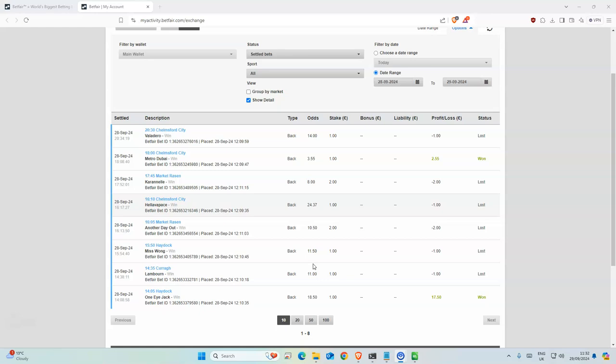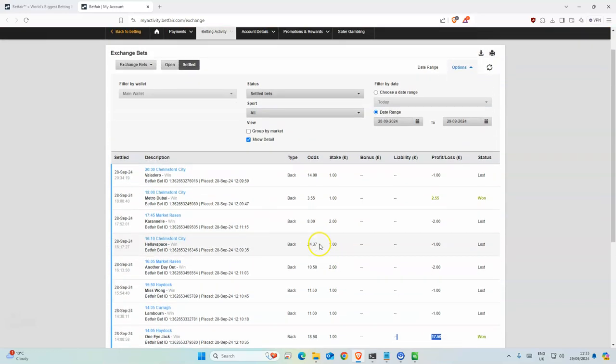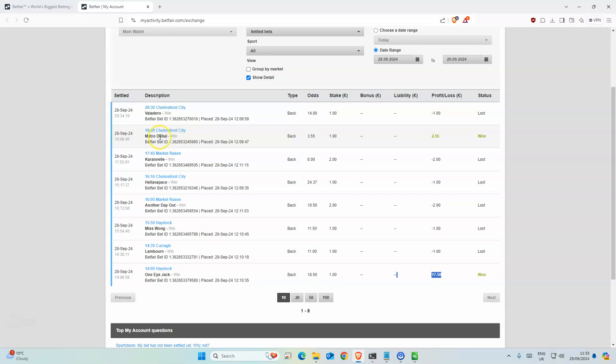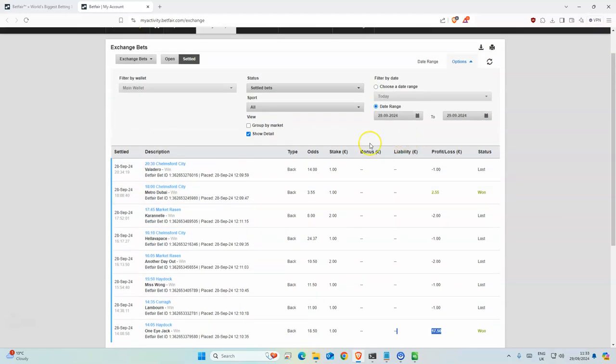Okay, so we had two. There were eight selections altogether. Two of them won, as you can see. One, I Jack. The odds were really good, 18.50, so we made most of our profit from there. And then Matra Dubai won here, which helped with the profit.